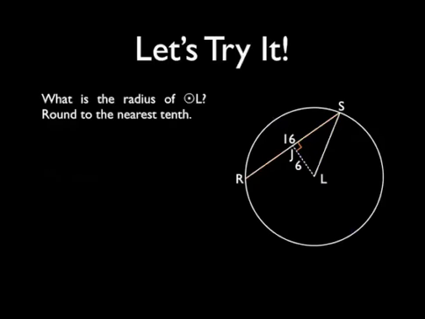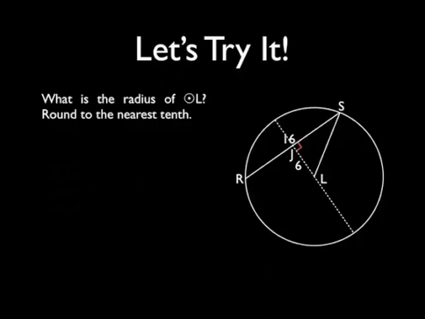Okay, so the perpendicular bisector of a chord basically is the diameter of the circle. So let's try this. What is the radius of circle L? Round to the nearest tenth. Well, let's see. We know that segment RS is 16. It's a chord. Notice that segment JL is perpendicular to that chord, and that L is the center of the circle. So if we extend segment JL in both directions, notice what we get. It's a diameter of the circle.